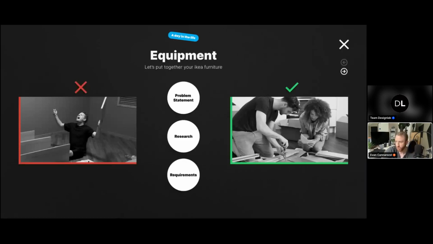So what you want to do is do your homework. Before you do these calls, collaborate with your team, have some help. It shouldn't only be on you. Make sure that you understand the problem statement, you know the research that's been done, and you know the requirements.